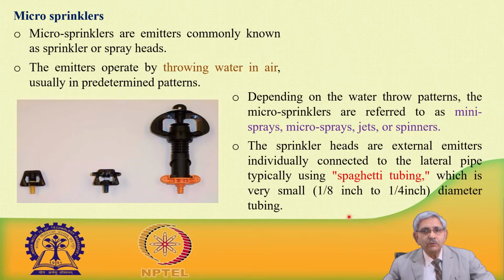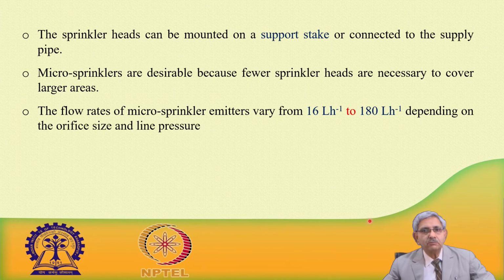So, one end of the microtube is connected with the lateral pipeline, and then the water is supplied to the micro sprinkler head. Micro sprinklers are desirable because fewer sprinkler heads are necessary to cover a large area, because the diameter of coverage is large and they deliver relatively large discharge. So, for close growing crops micro sprinklers are preferred.